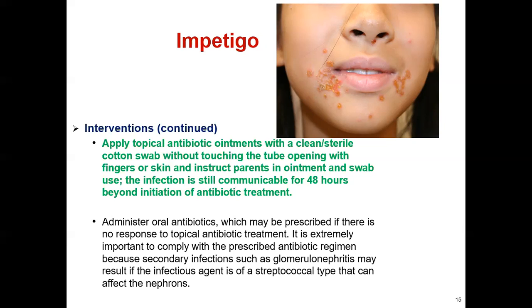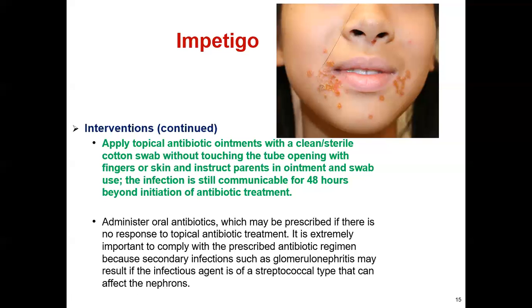So topical antibiotics like mupirocin are the drug of choice. Sometimes systemic antibiotics are needed, so administer oral or systemic antibiotics, which may be prescribed if there is no response to topical antibiotic treatment. It is extremely important to complete the prescribed antibiotic regimen because secondary infections such as glomerulonephritis may result if the infectious agent is of the streptococcal type, which can affect the nephron.